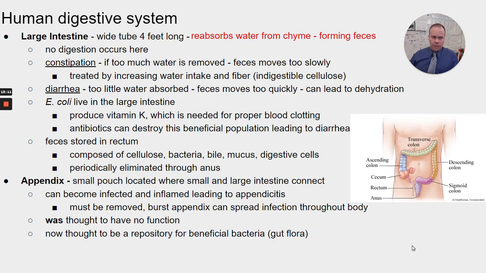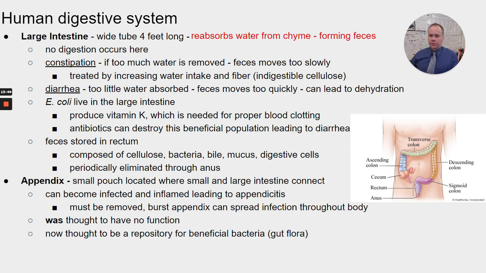And if the large intestine is not absorbing enough water and there's too much water in with that undigested material, then that's what leads to diarrhea, that there's excess water in this undigested material. If too much water is removed, that can lead to constipation. And so those digestive issues are issues that happen due to the large intestine.